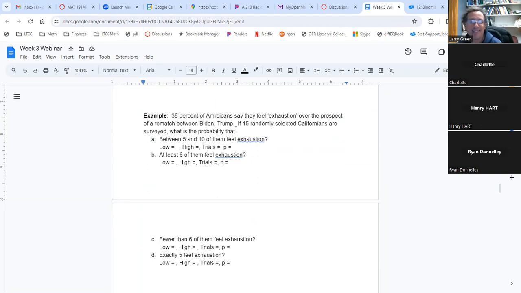They're like, nah. Okay. If 15 randomly selected Californians are surveyed, how do I get Americans? Surprised Google didn't say it's wrong. Americans. That's better. If 15 randomly selected Americans are surveyed, what's the probability that between 5 and 10 of them feel exhaustion? So what's the low? Notice there's a yes or no. Do you feel exhaustion about Biden versus Trump? What's the low? Yeah, 5. What's the high?